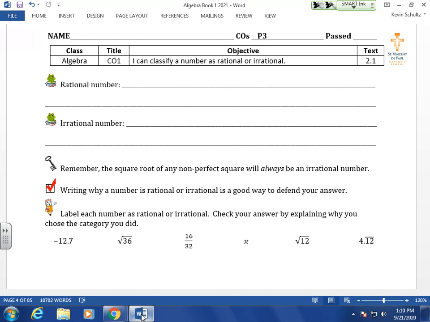Can somebody tell me what a rational number is? The definition of a rational number. A number that can be made by dividing an integer. Well, fractions are part of the rational number set. So fractions are valid, dividing an integer by something.